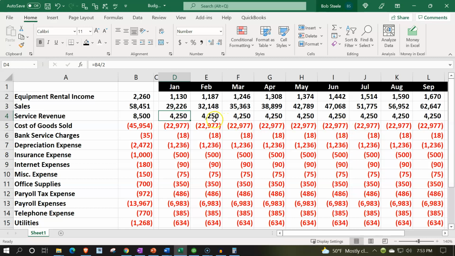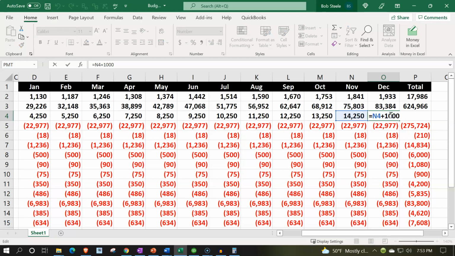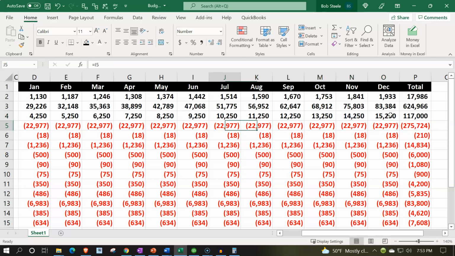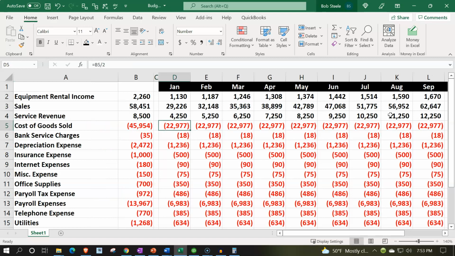So we might say, okay, let's take the February and take that plus $1,000. So that's the other way we can kind of do this. And then again, we can copy that across, and it'll take each cell prior to it plus $1,000. So that's another way that we can kind of think about how it's going to increase. Obviously, these types of increases would depend on future circumstances, economy, the budget, and so on and so forth.